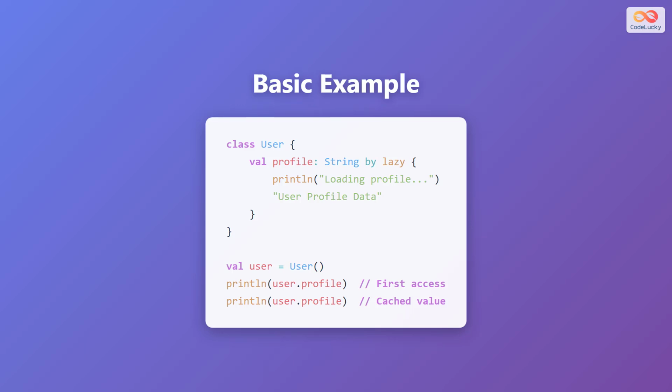Let's look at a practical example. Here we have a user class with a profile property that uses lazy initialization. The profile property is initialized with a lambda that prints loading profile and returns user profile data. When we create a user instance, nothing happens yet. But when we access user.profile for the first time, the initialization code runs and prints the message. On the second access, the cached value is returned immediately without running the initialization code again.